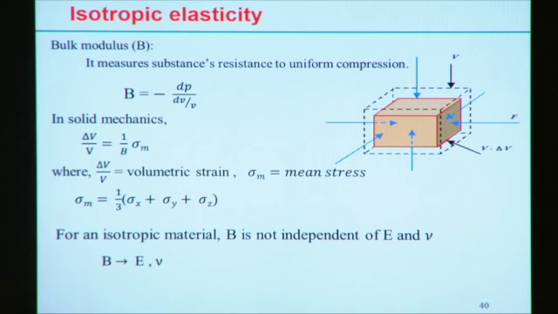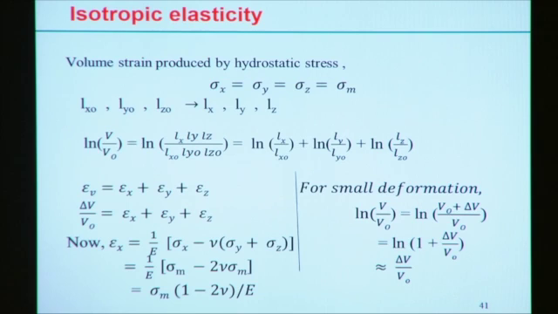So for an isotropic material, it can be said that B is not independent of E and nu. How can we represent the bulk modulus in terms of E and nu from the basic concept of the relation between the mean stress and the volumetric strain? Now suppose the volumetric strain is actually produced by the hydrostatic stress, and in the hydrostatic stress the mean stress component is equal to sigma x, sigma y and sigma z.